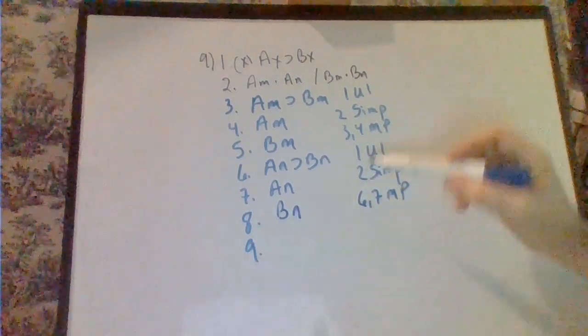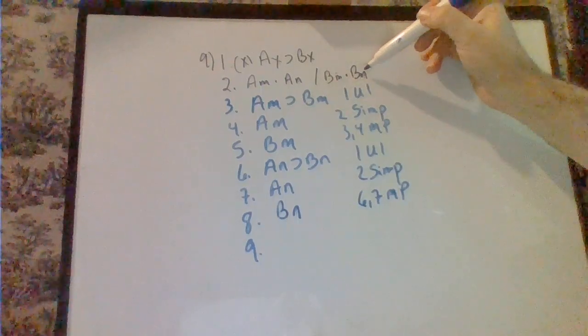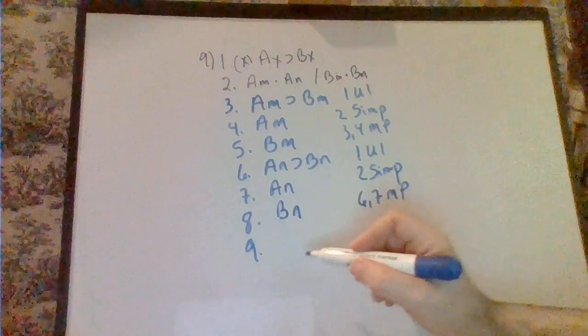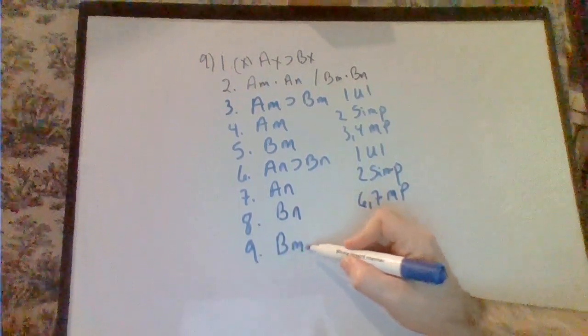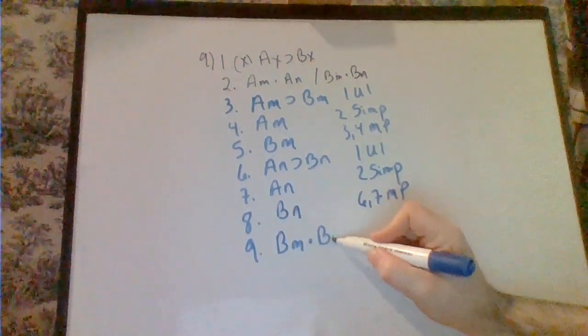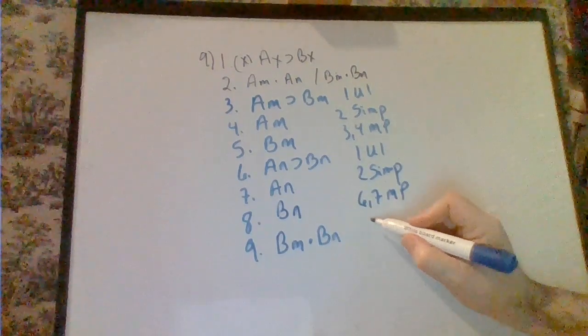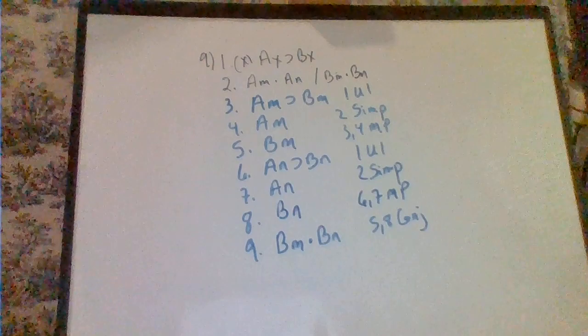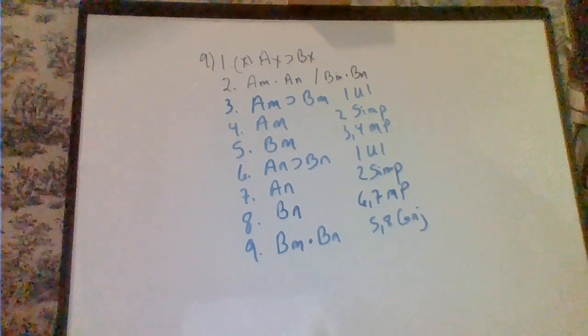And finally, what we wanted is the bm and bn. So you've got bm on line 5, bn on line 6. We're going to take those and stick them together using conjunction. So that was 5 and 8 through conjunction. And there you go, there's number 9.